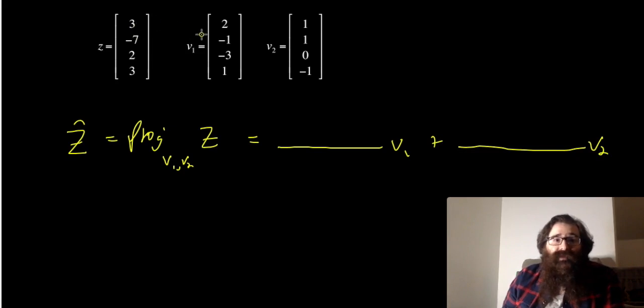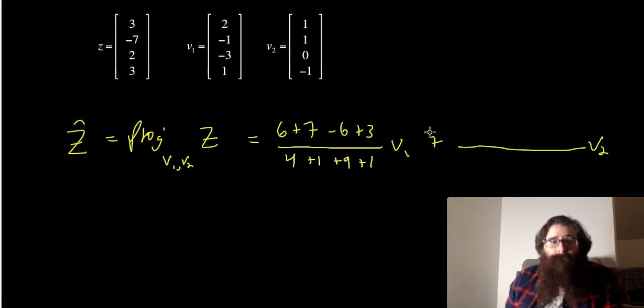I want z dotted with v sub 1. So 3 times 2 gives me 6. Negative 7 times negative 1 gives me positive 7. 2 times negative 3 gives me negative 6. And 3 times 1 gives me 3. Divided by v sub 1 dotted with itself. 2 times 2 gives me 4. Negative 1 times negative 1 gives me positive 1. Negative 3 times negative 3 gives me positive 9. And 1 times 1 gives me 1.